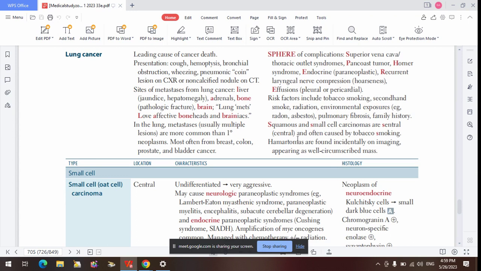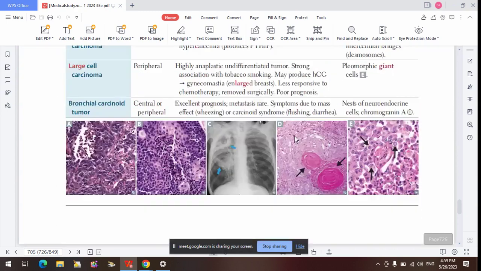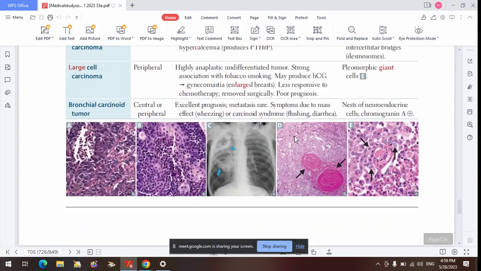They are central, meaning that if you look at the chest like this, if you say it's central, it's actually arising from the hilum, the area where the bronchi are entering the lung parenchyma. Somewhere here, that's where you have a central lung cancer. So you tend to have the typical presentation of wheezing and bronchial obstruction in a central tumor rather than in a peripheral tumor.